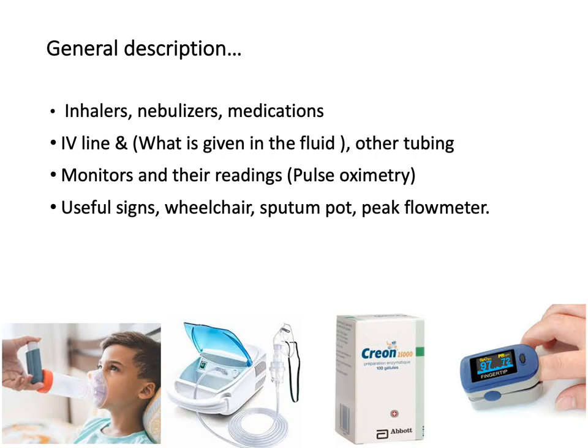Look around the bed and on the tables if any of the following can be seen. If there is inhaler, nebulizer, or other special medications like in cystic fibrosis, as you see here, Creon, which is the lipase enzyme used regularly in patients with cystic fibrosis. You can see here the nebulizer in the middle and the spacer with mask on the left side and the oximeter on the right side.